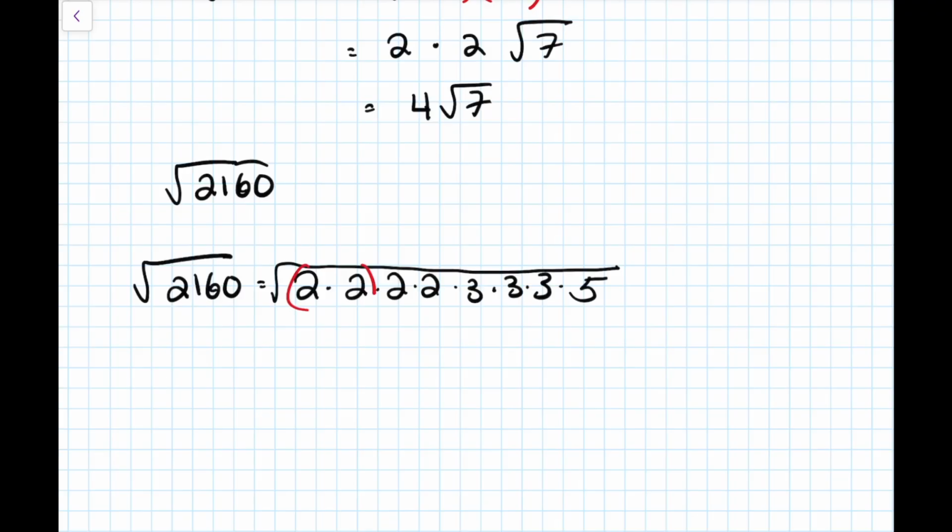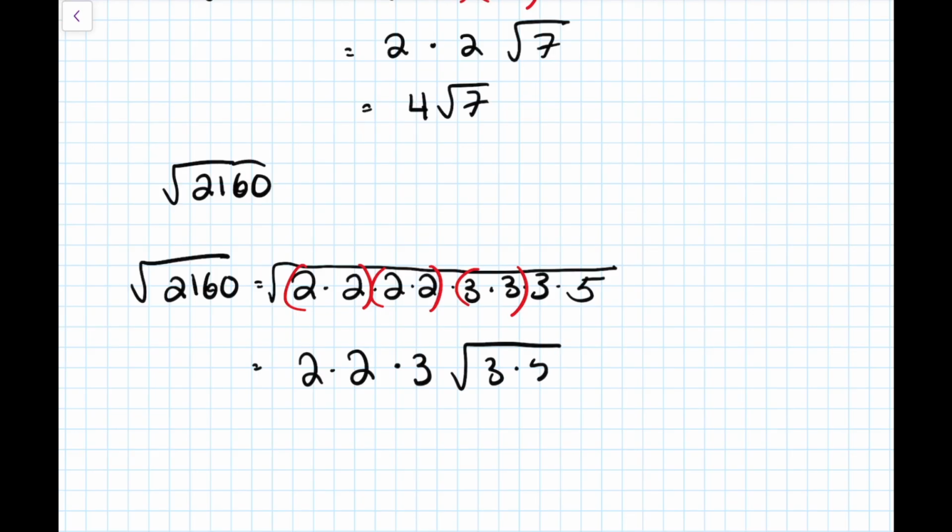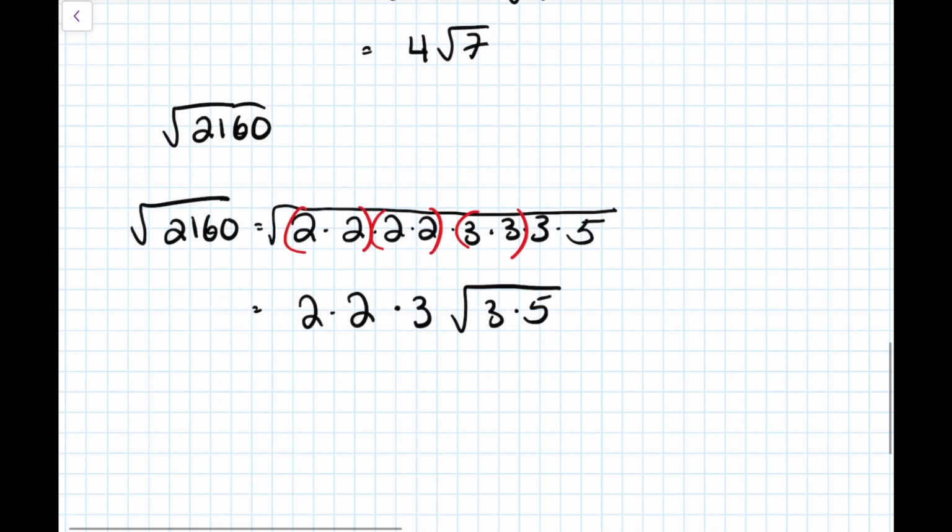We'll make some pairs. We've got a pair of 2s, another pair of 2s, and a pair of 3s. So each of those pairs gives us something on the outside. So we've got 2 2s and 1 3, so 1 for each group. And then inside, we've still got a 3 and a 5. And so if you multiply that all, you end up with 12 on the outside, 15 on the inside.